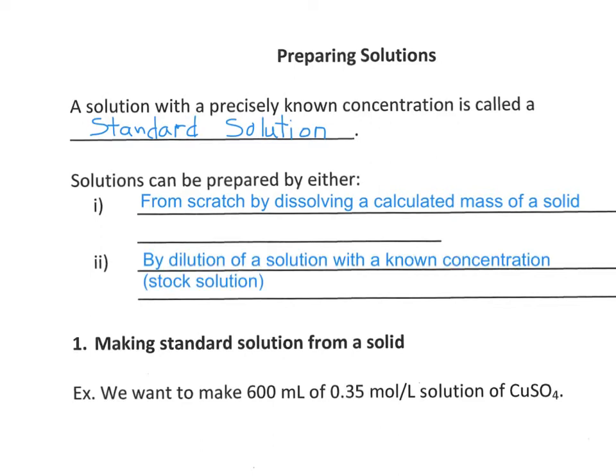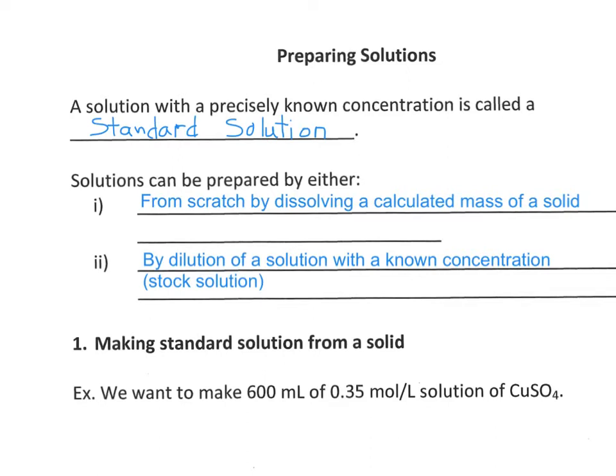The second way of making a standard solution is by diluting a solution with a known concentration. This is called a stock solution. This type of solution preparation is much like how you would make juice from a frozen juice concentrate. You know, those 99-cent cans that you buy at the grocery store. You put them in and you add some water. You're making juice by dilution when you're making your solution this way.